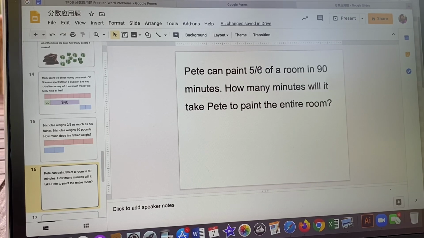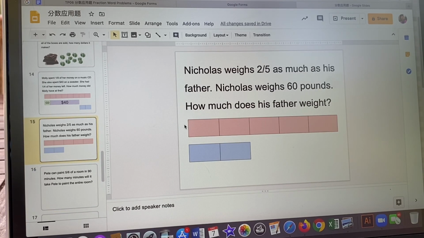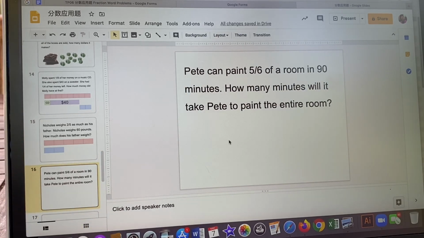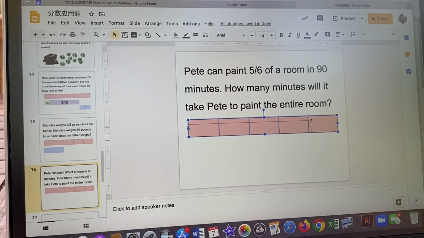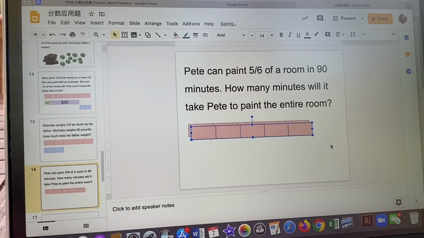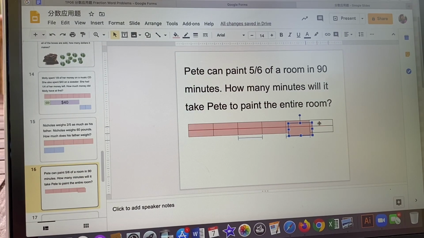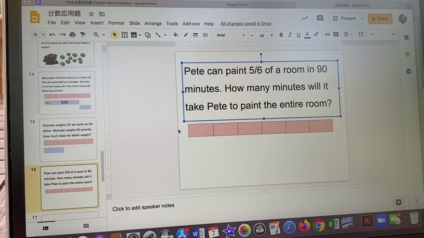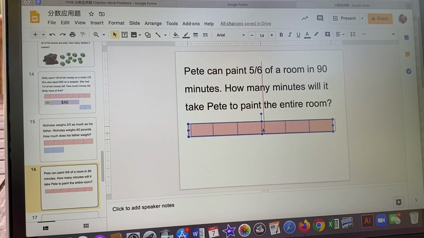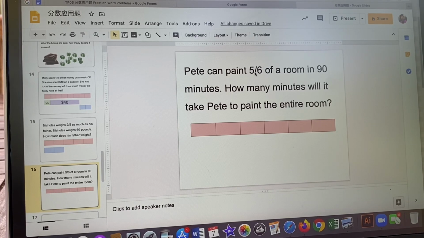So 5/6, so we need to make 6 blocks. Let's first copy this one so we do not need to do too many. We need to select only one that is sufficient. So here we have 6 pieces, putting right in the middle, and 5/6 in 90 minutes. So we need to select 5 of them.